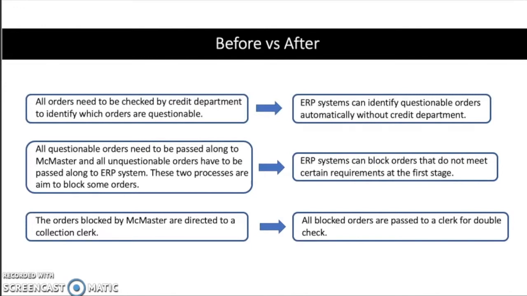And the last change is that the orders blocked by McMaster are directed to a collection clerk. But after business process re-engineering, all blocked orders are passed to a clerk for a double check.